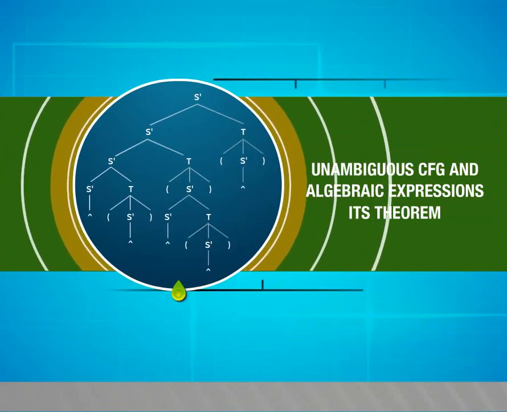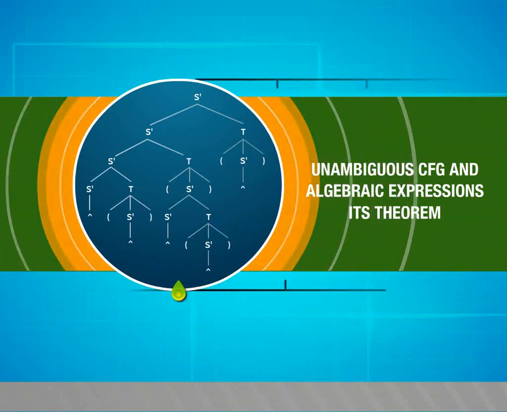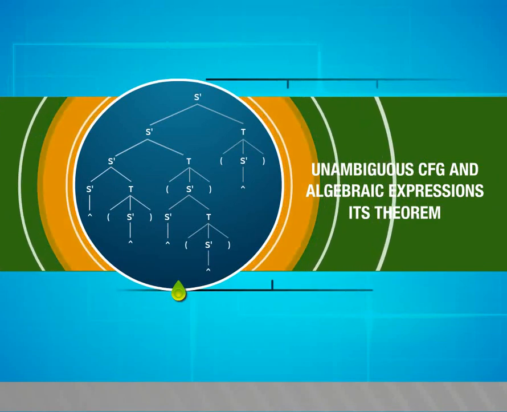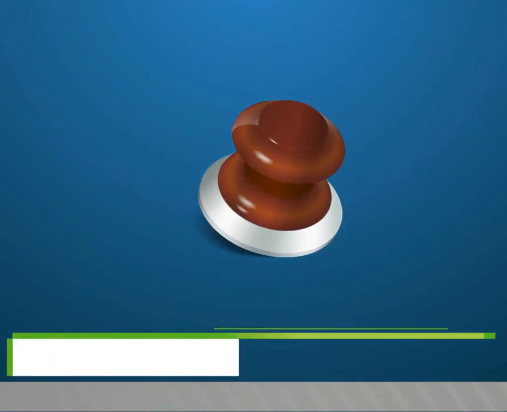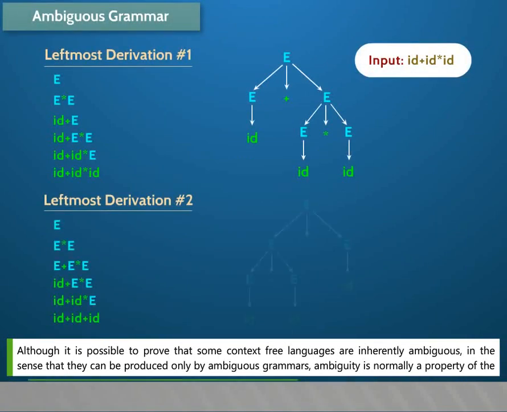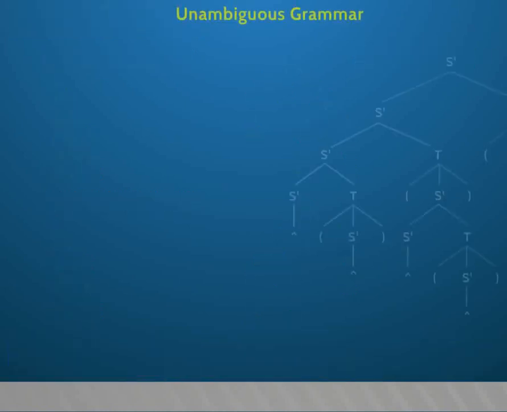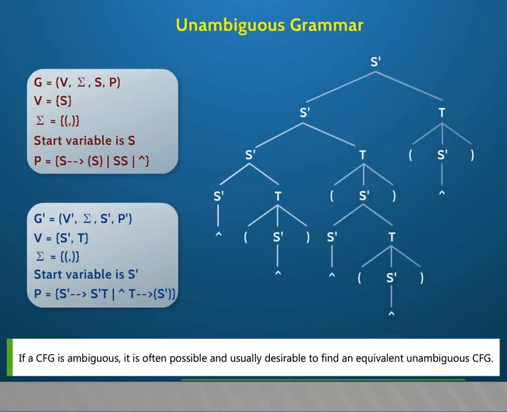Unambiguous CFG and algebraic expressions, its theorem. In this video, we are going to see about unambiguous CFG and algebraic expressions, its theorem. Although it is possible to prove that some context-free languages are inherently ambiguous in the sense that they can be produced only by ambiguous grammars, ambiguity is normally a property of the grammar rather than the language. If a CFG is ambiguous, it is often possible and usually desirable to find an equivalent unambiguous CFG.